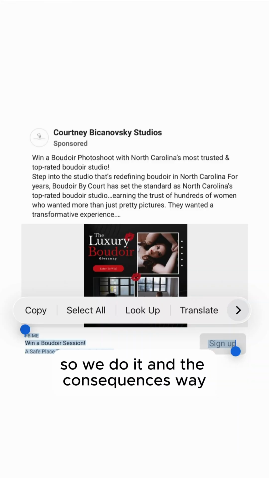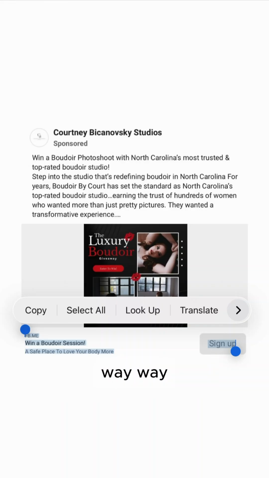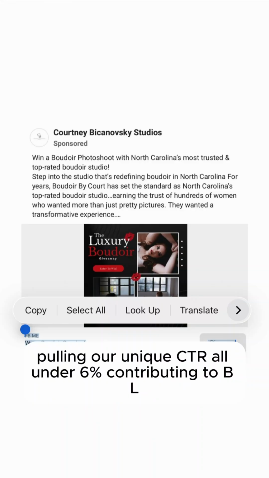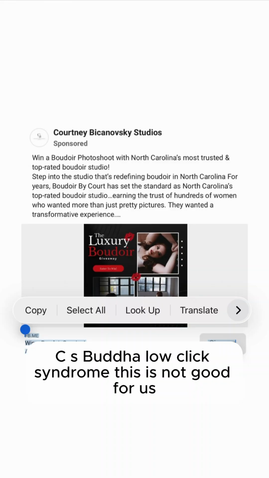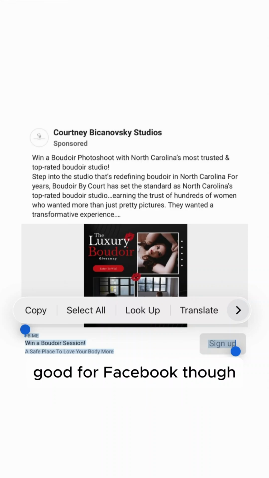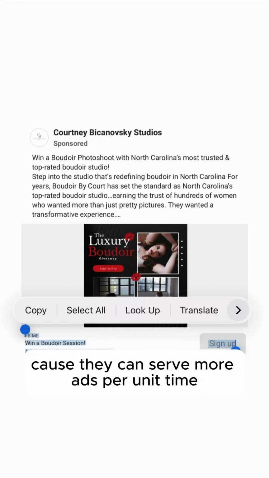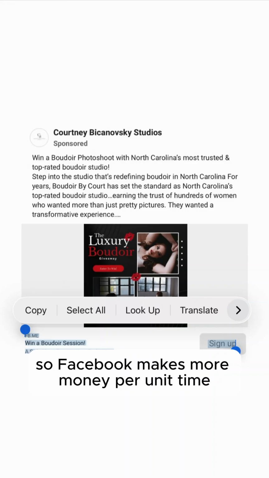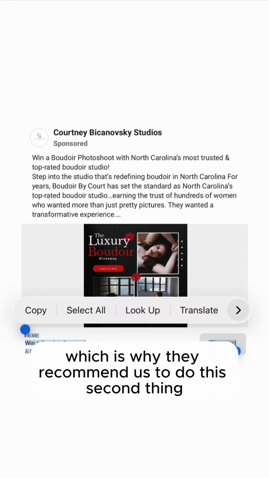So we do it. And the consequence is way more women start scrolling by our boudoir Facebook ads, pulling our unique CTR under 6%, contributing to BLCS, boudoir low click syndrome. So this is not good for us. Good for Facebook though, because they can serve more ads per unit time the more women scroll by our ads per unit time. So Facebook makes more money per unit time, which is why they recommend us to do this.